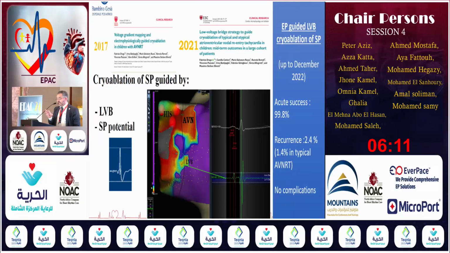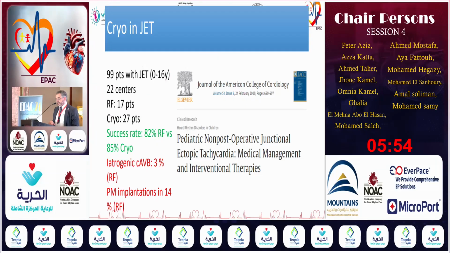And interestingly, when you combine it with a 3D mapping system, and it is integrated with the 3D mapping system, you get both benefits. You get the benefit of safety and the benefit of reducing fluoroscopy. So it can be very helpful to your patient as well.